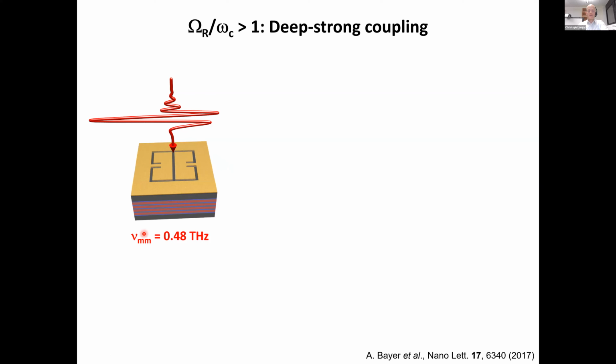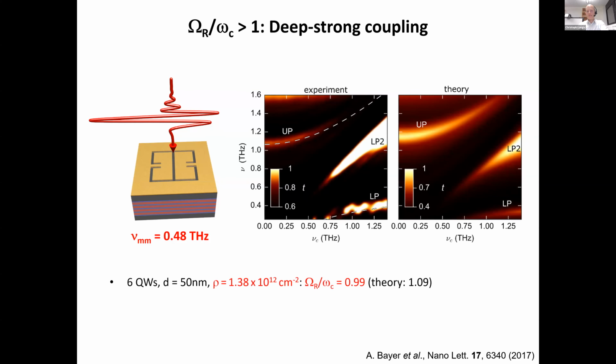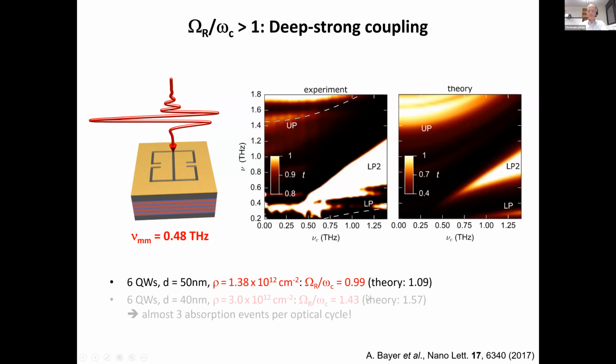This is the design approach as shown here. The resonator structure has a mode centered at around 0.48 terahertz. These are the corresponding spectra. For the first structure, the upper and lower polariton states are apart by about 1 terahertz, which corresponds to a coupling strength of unity. Then as we move on and optimize the structure further, we achieved a coupling strength of 1.43.